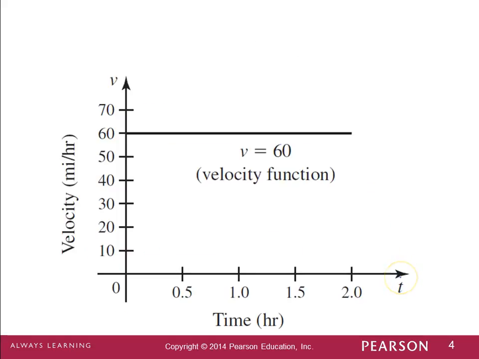To answer that, let's take a look at a velocity function. Let's take a plain, ordinary velocity function where we are moving at a constant velocity of 60 miles per hour. If we're moving 60 miles per hour, in 2 hours, how far do we go? Well, 2 hours is the time, 60 miles per hour is our velocity, and the distance is just the velocity times the time. So that's 60 miles per hour times 2 hours, which gives us 120 miles.